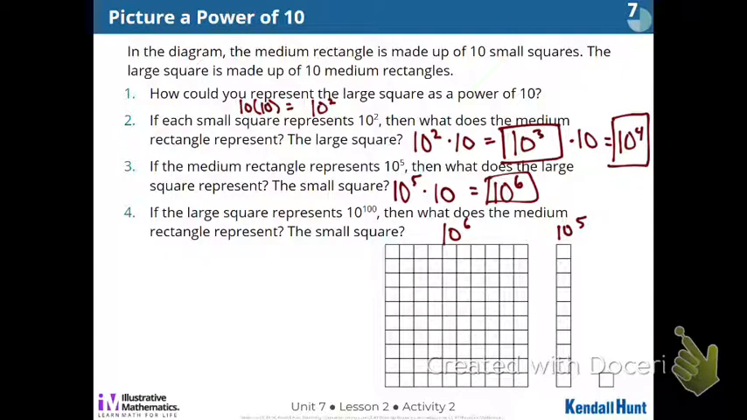Ivy, what do you think for the small one? Divide by 10. So check this out. I'm at 10 to the 5th. I'm going to divide by 10. That would leave me the small one as 10 to the 4th.